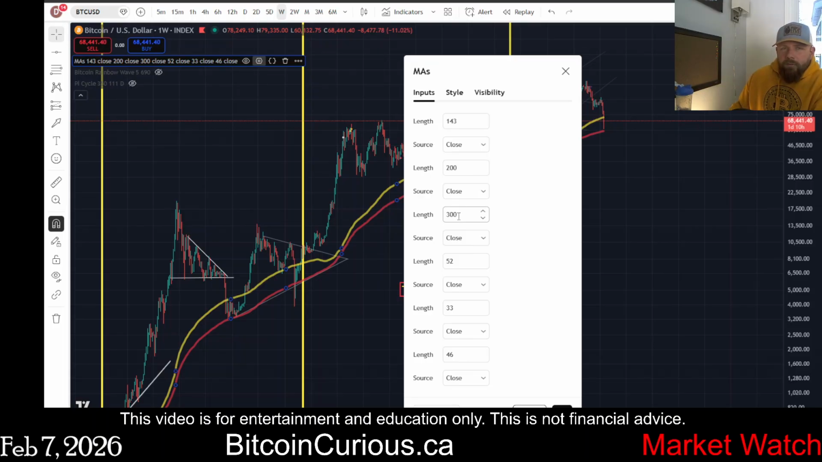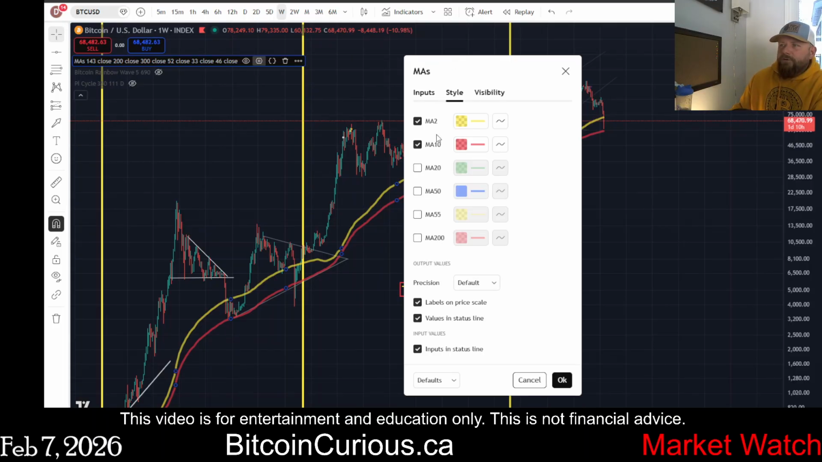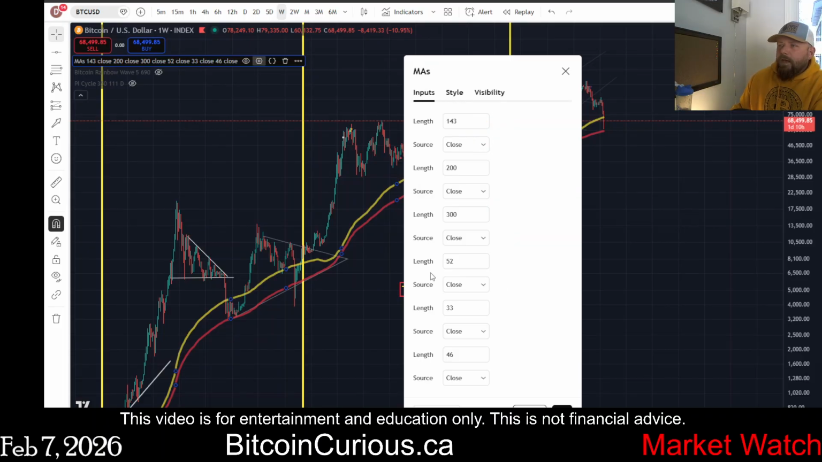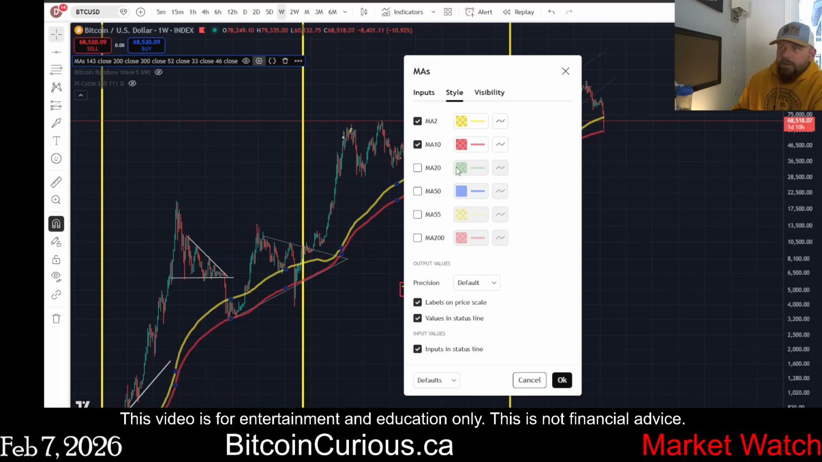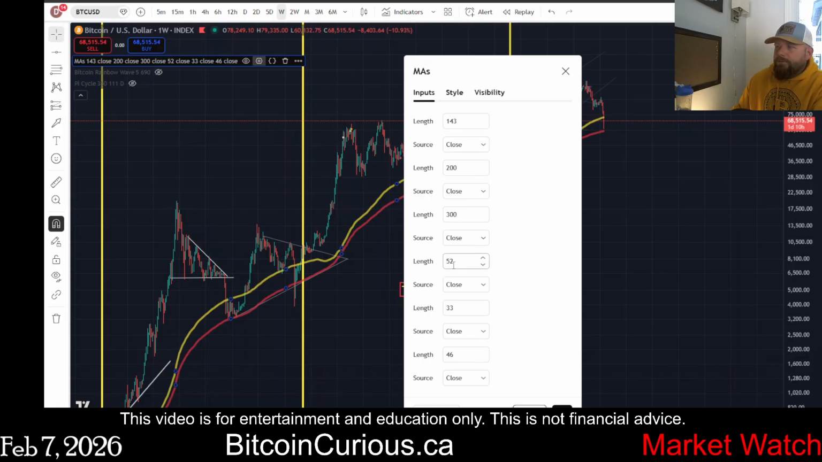I've also added, but I don't always have it on the chart, the 300-week moving average. So you'll type in 300. It's going to be your green one for the 300-week. The blue one is your 52-week. You come down, 52. Don't worry about these ones yet. I do have numbers that I use. I swap them up depending on whether we're in a bear market or a bull market or just a holding pattern. I don't have them filled out right yet. Just focus on these four for right now.